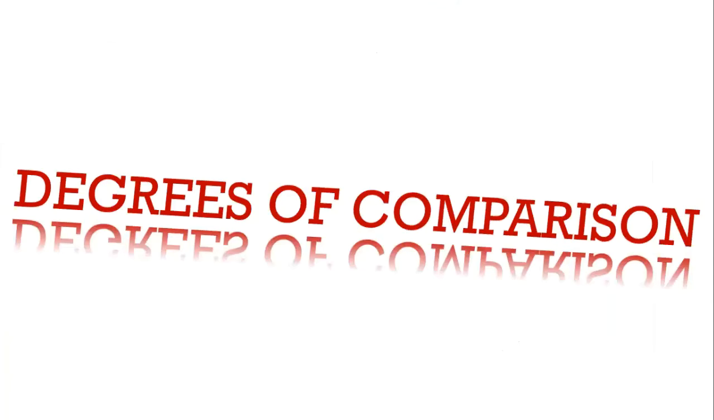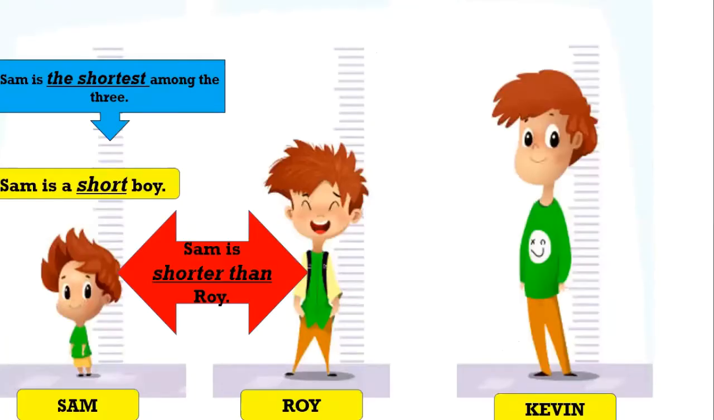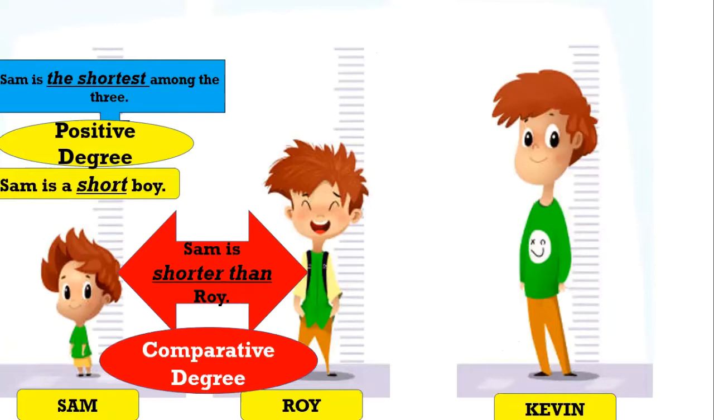Let's see how it works. So now this is the first one. Which was the first sentence, children? Sam is a short boy. That's the first sentence, so that is considered a positive degree of comparison. Next, we are comparing between two people. When only two people are there for comparison, when we say shorter than, that sentence is called comparative degree.